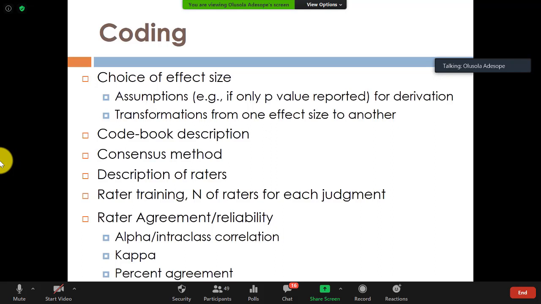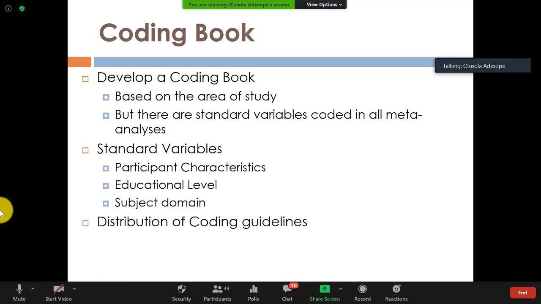If it's an extended project, you need to train your coders or raters. You need to have your consensus method. We develop codebook descriptions, sometimes 10, 20, 30 pages describing 100 variables that we want to code from each article. We have the number of raters for each of them. We determine rater reliability. Do you want to do alphas or intra-class correlation? Cohen's kappa, which is more stringent, or do you just want to do percentage agreement? And developing that coding book, then you start coding variables.